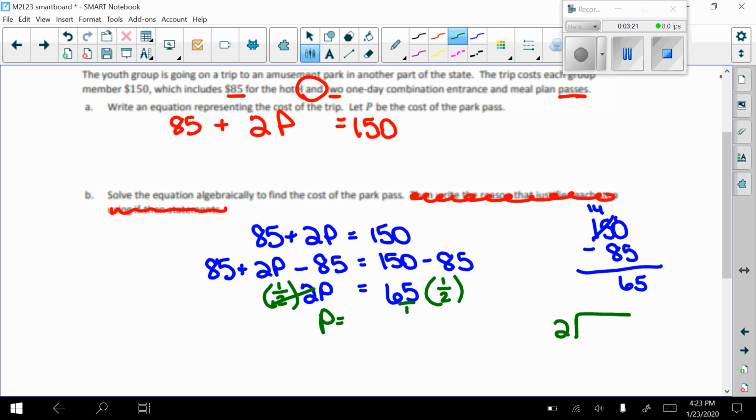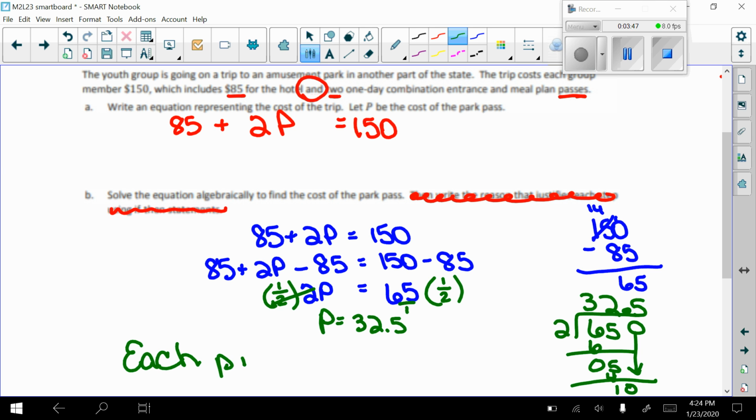I'm going to do 2 into 65. 3, 6. That's 2, 4, 1. Decimal, bring down a 0. 2 goes into 10 5 times exactly. So 32.5. Now we're talking money, aren't we? So each pass costs $32.50. So that's to get you into and to give you food. That's not too bad.